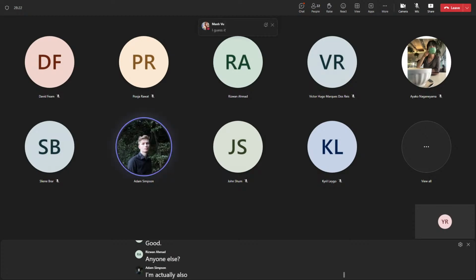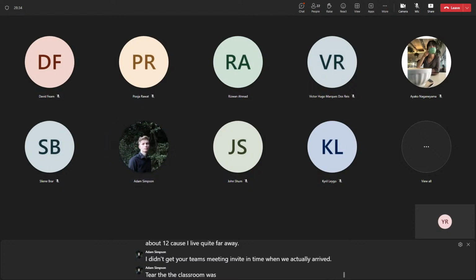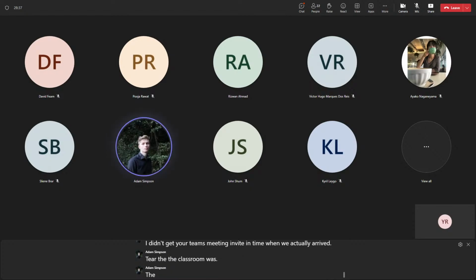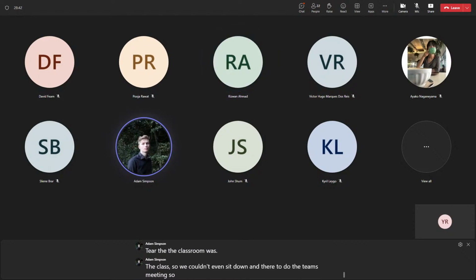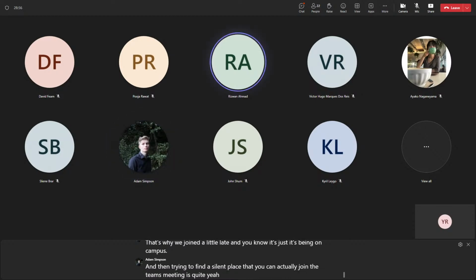Actually, when I arrived today, I got on the train at about 12 because I live quite far away. I didn't get your Teams meeting invite in time. When we arrived here, the classroom was occupied, so we couldn't even sit down in there to do the Teams meeting. So we've had to find some other room on campus. That's why we joined a little late. Being on campus and then trying to find a silent place where you can join the Teams meeting is quite difficult. Okay, that's good.